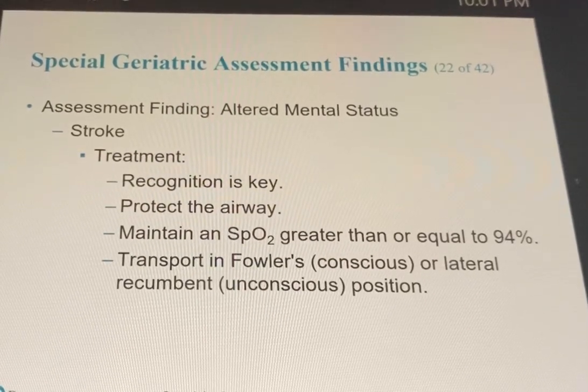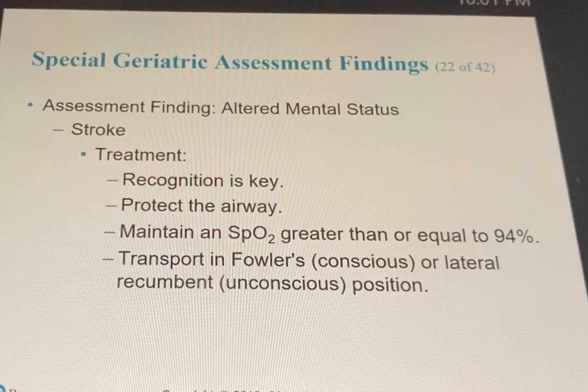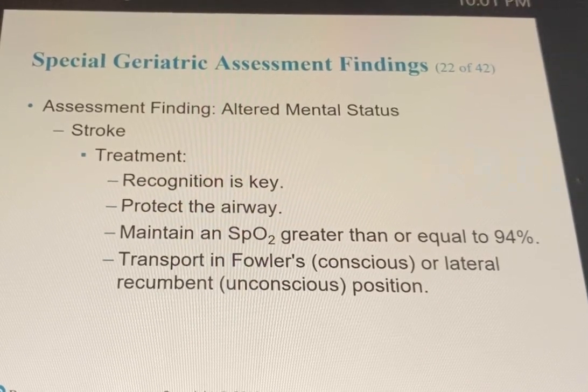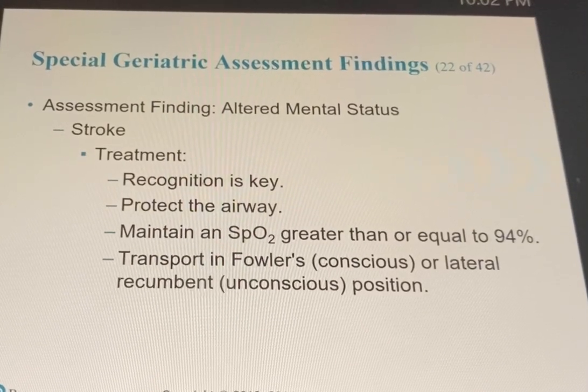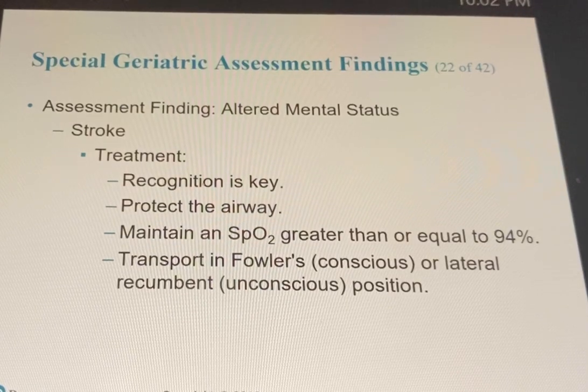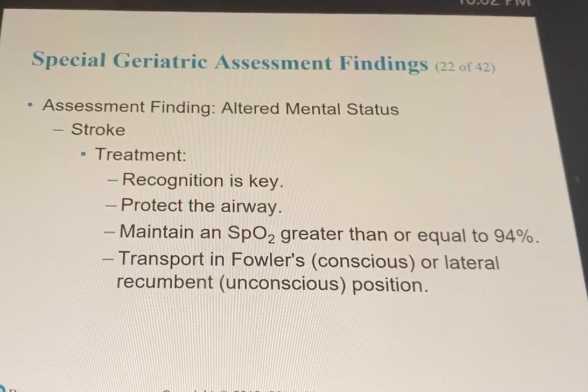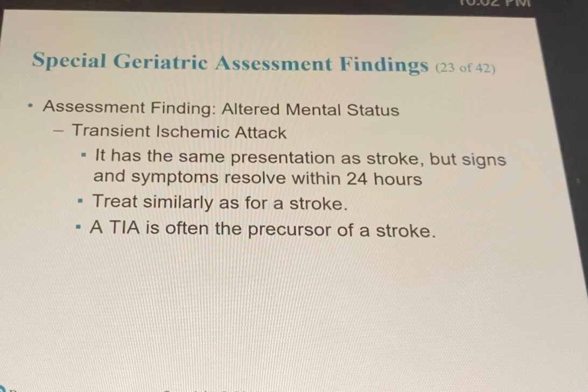Okay. Emergency care steps should include protecting the airway, administering oxygen, and suctioning as necessary to prevent aspiration. Transport in Fowler's if they're conscious, or lateral recumbent if they are not conscious. All right. And we always want to check a blood sugar.